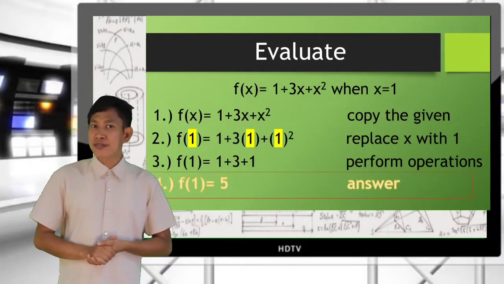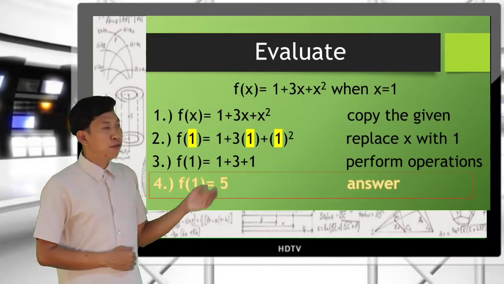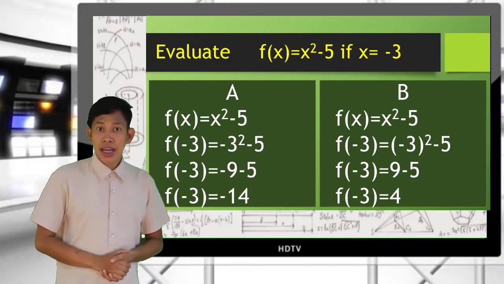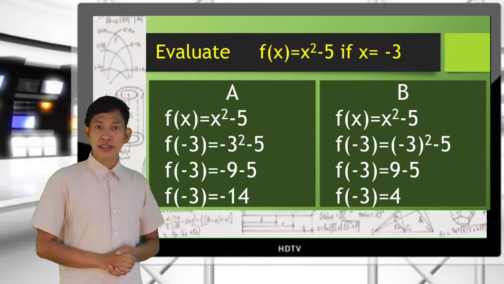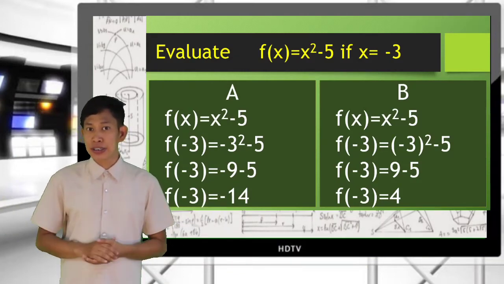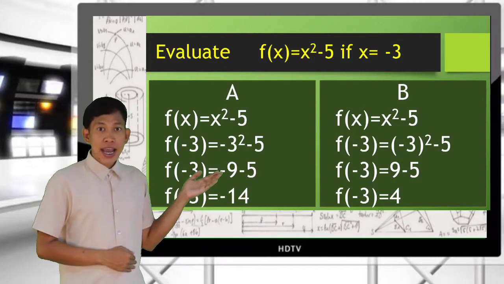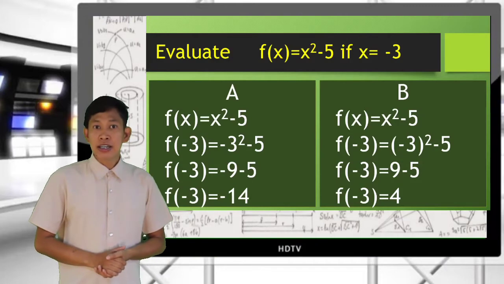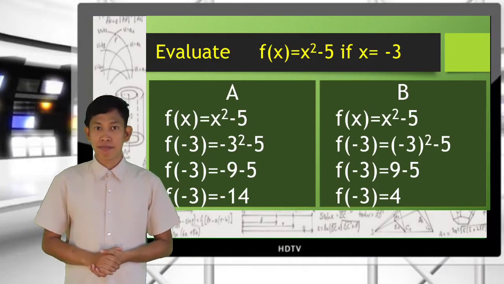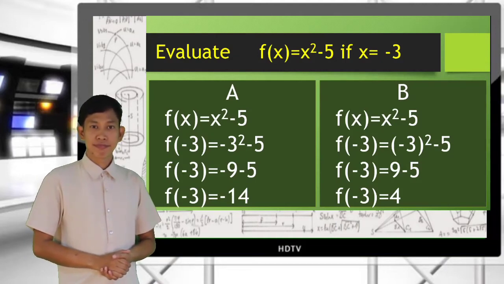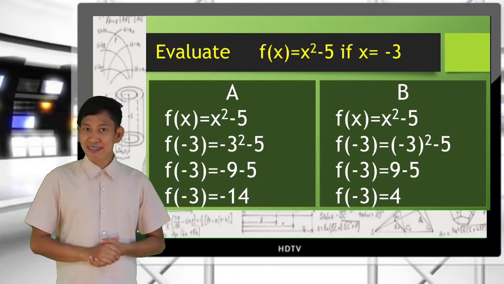Okay, now this time, you evaluate f of x is equal to x squared minus 5 if x is equal to negative 3. Now, we have two solutions. We have solution A and solution B. I want you to identify the correct solution. Able to get it?